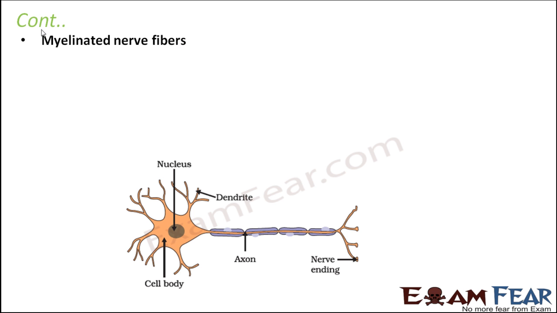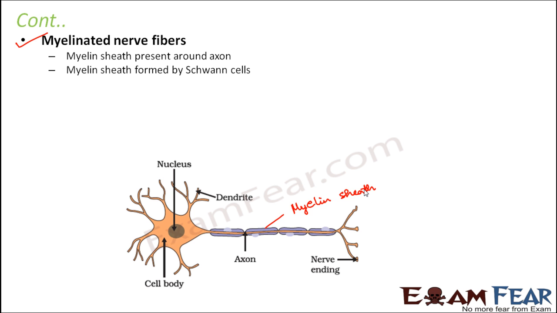So let us talk about myelinated nerve fibers. So what are they? Myelin sheath is present around the axon. So this structure which you see is nothing but a myelin sheath. It is like a covering which is present outside the axon. And how is this myelin sheath formed? It is formed by specialized cells which are called the Schwann cells. So here you can see some specialized cells, and these are known as the Schwann cells. These cells actually form this myelin sheath, covering the axon.